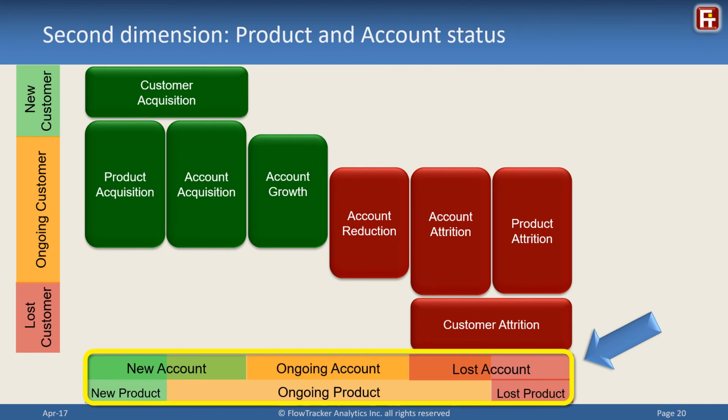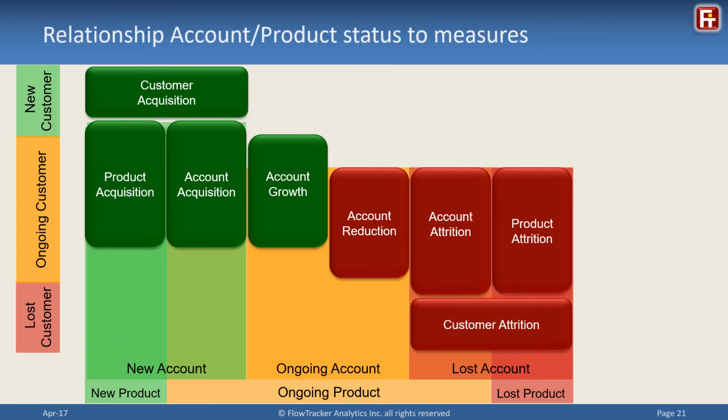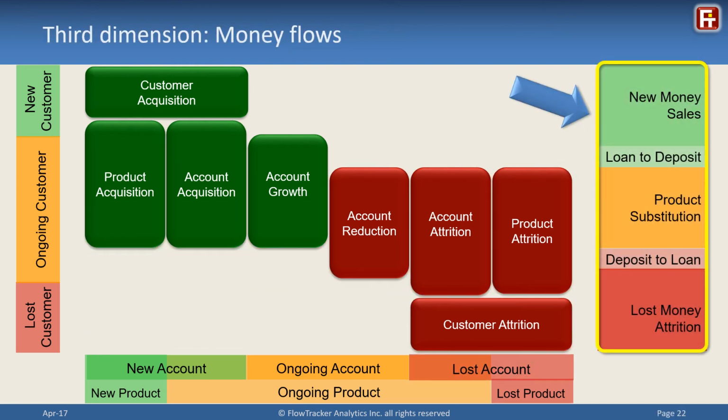Next, we layer on account status and product status. This enables us to do a vertical slice that now gives us the complete picture of the traditional performance metrics. Finally, we add on the third dimension, which is all about the cash flows that are occurring at the individual account level within customer relationships. We identify new money sales, loan to deposit transfers, product substitution flows to product from product, the deposit to loan transfers, and pure lost money attrition.